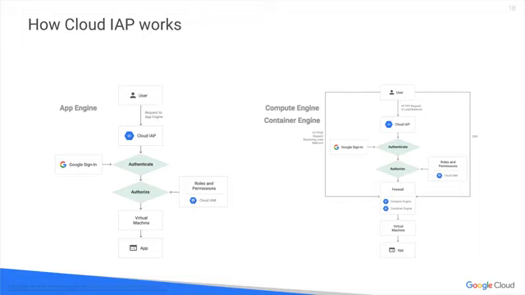Applications and resources protected by Cloud IAP can only be accessed through the proxy by users and groups with the correct Cloud IAM role. When you grant a user access to an application or resource by Cloud IAP, they're subject to the fine-grained access controls implemented by the product in use without requiring a VPN. Cloud IAP performs authentication and authorization checks when a user tries to access a Cloud IAP secured resource. The slide shows how Cloud IAP works both in App Engine as well as in Compute Engine and Container Engine.